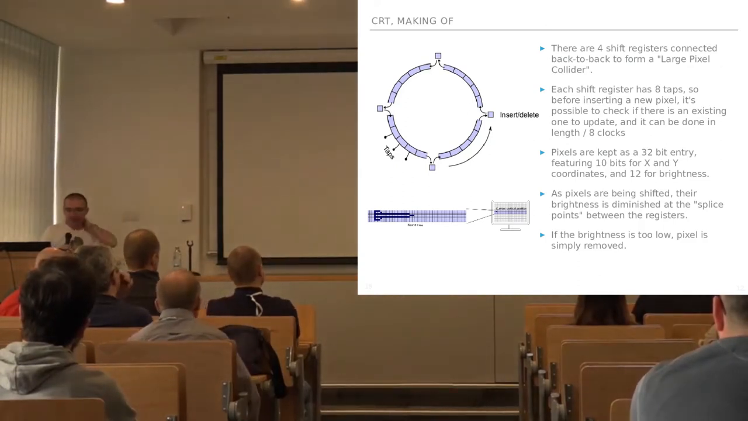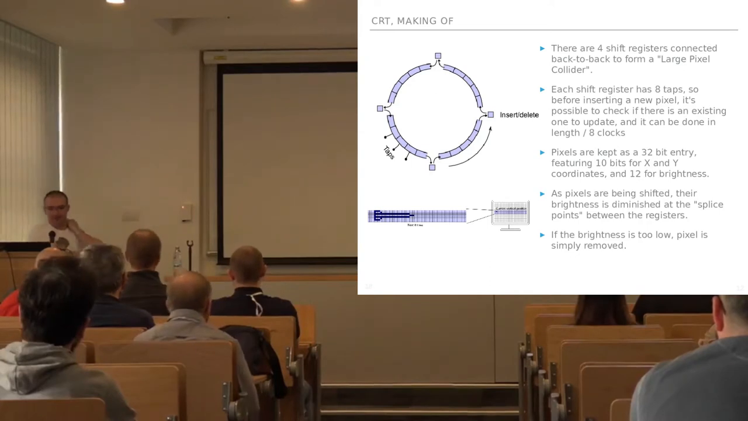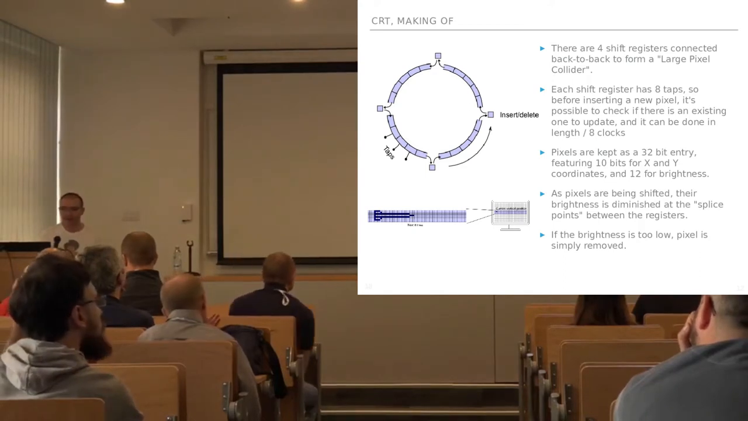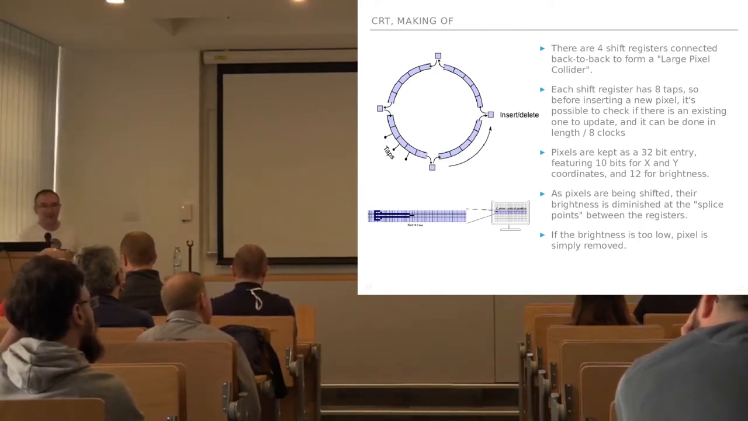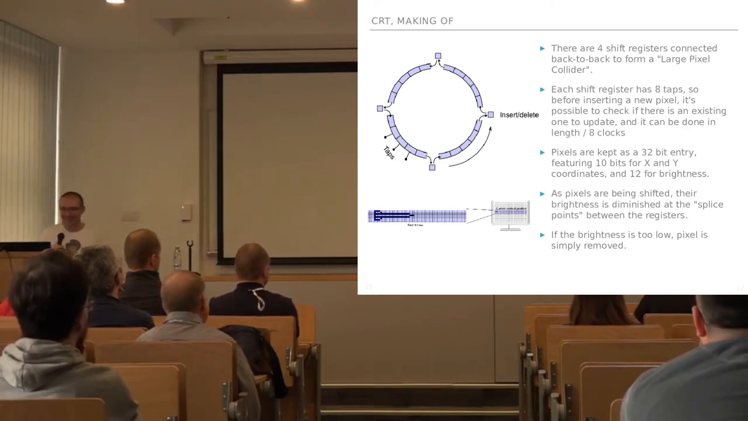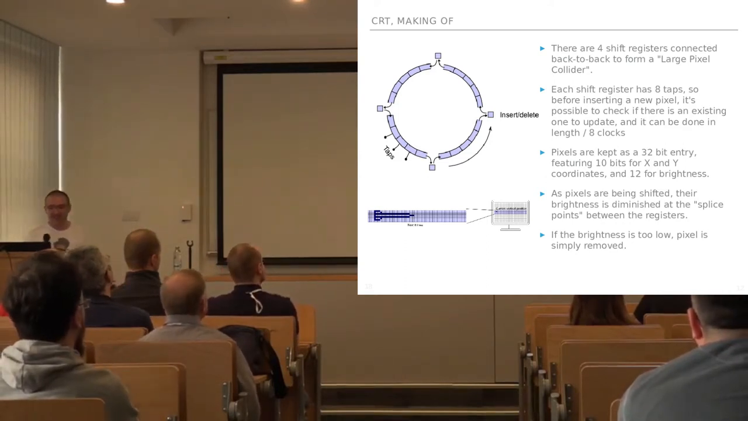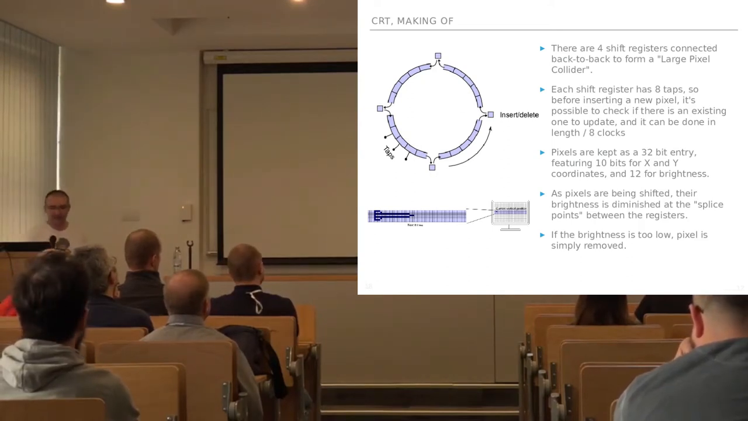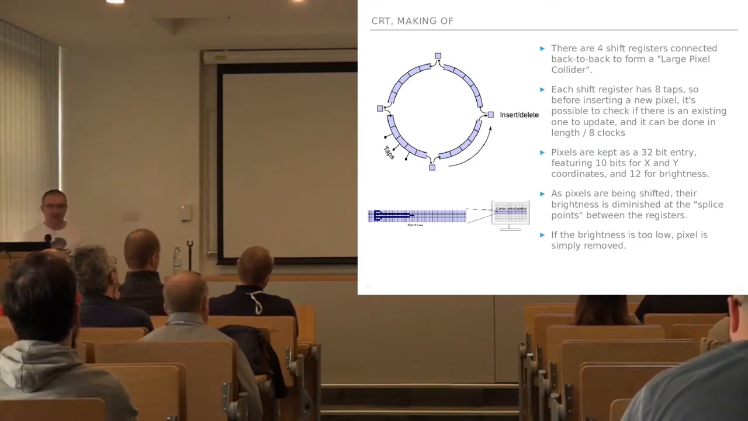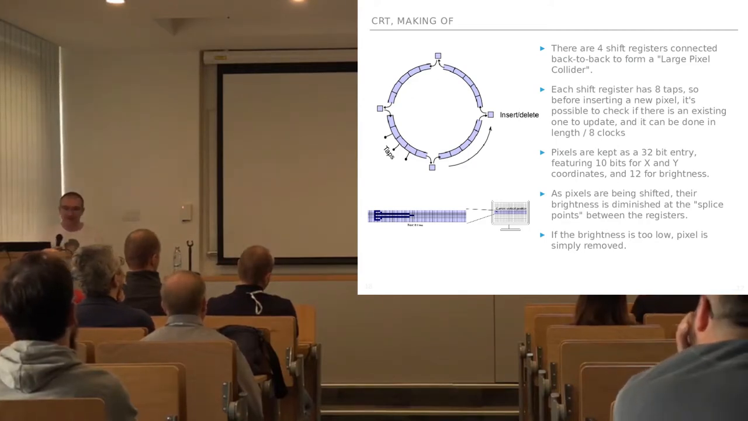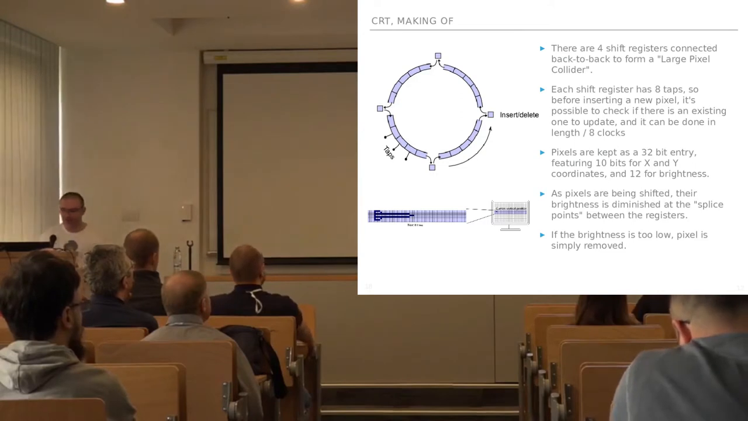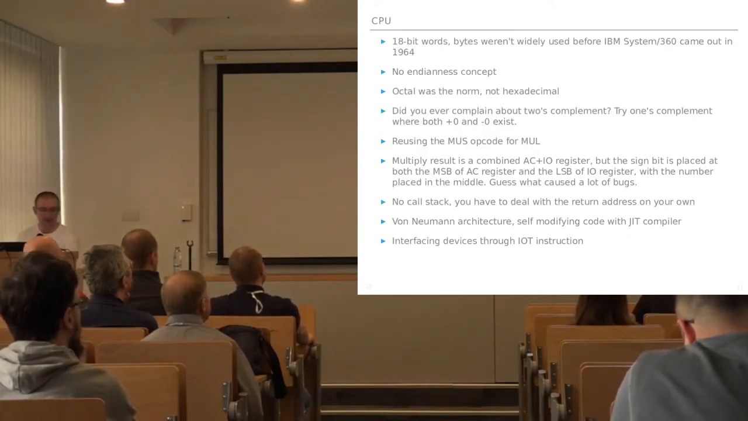And the solution I came to use was to use four shift registers connected back to back in a configuration I affectionately like to call a large pixel collider, and I don't have to explain the pun, I guess. At the splice points, pixels are inserted and removed, their brightness is modified, and after each clock runs, their brightness is decreased by one. So after they run in the circle for a while, they get thrown out. And this, in fact, ended up working.